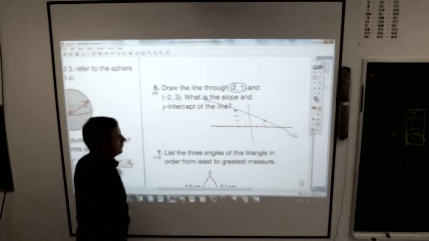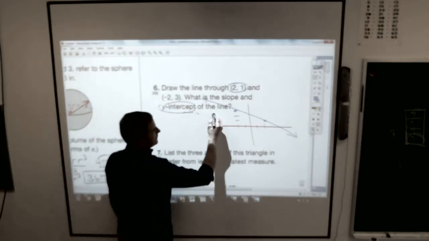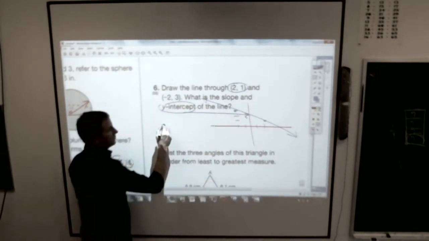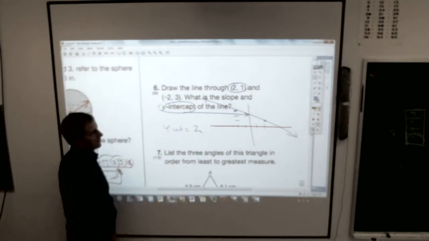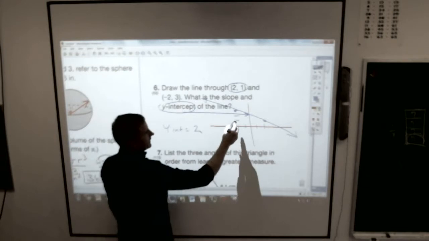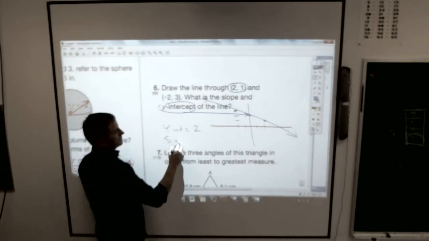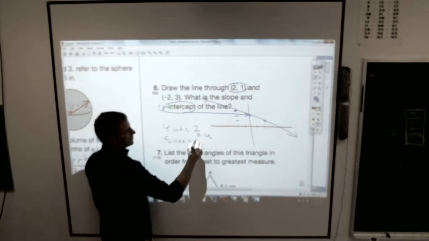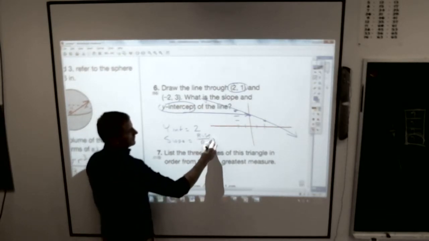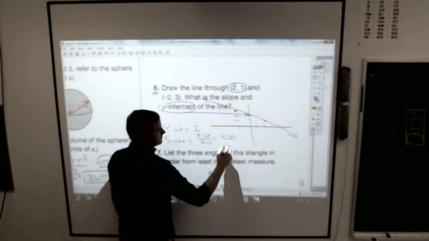They're asking you for the y-intercept. The y-intercept is where it crosses the y-axis, which is right there, which apparently looks like the y-intercept equals 2. It crosses the y-axis there at 2 would be my guess. And then the slope. Slope is the rise over the run. How high over how long.